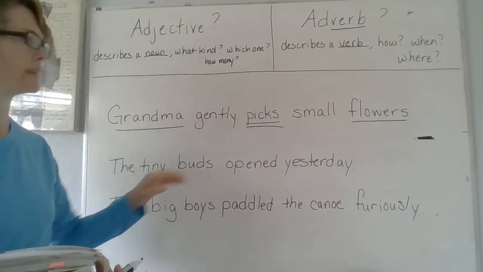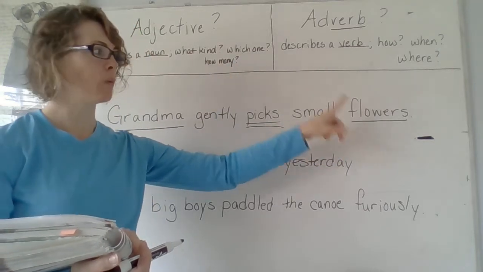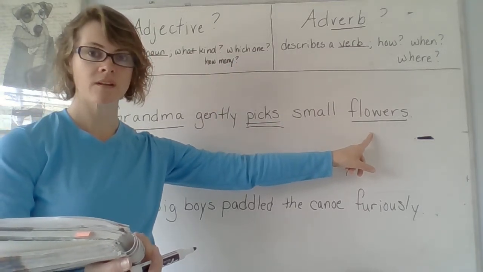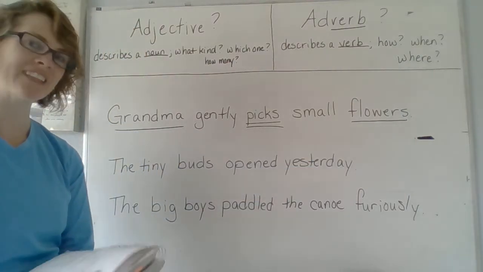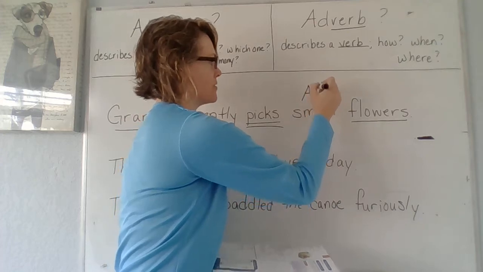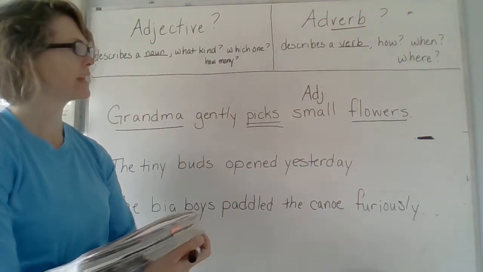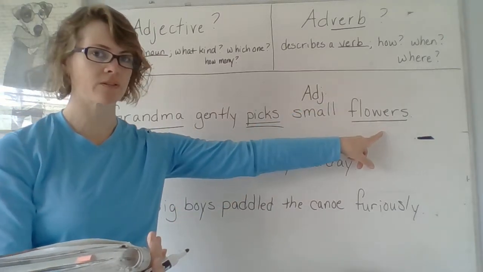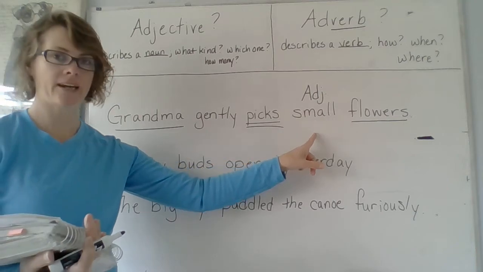Let's use our other noun now. Flowers. Use your questions. What kind of flowers? Did you find it? What kind of flowers were they, Lindsay? They were small. That's my adjective. Small flowers. And so small is describing flowers. Now we've done both of our nouns, so we found our only adjective.